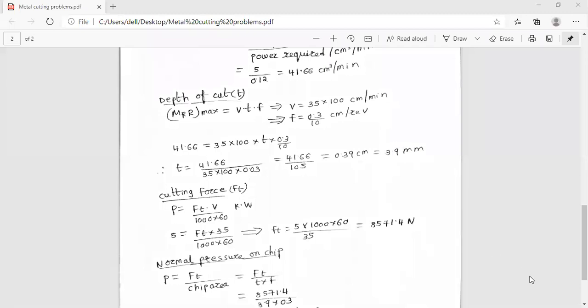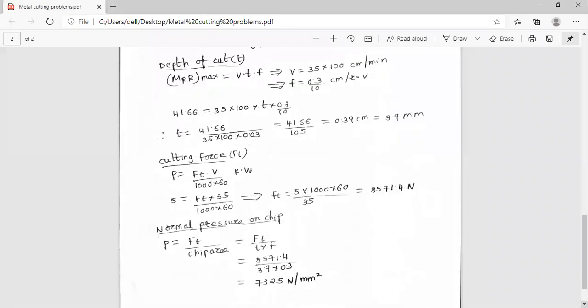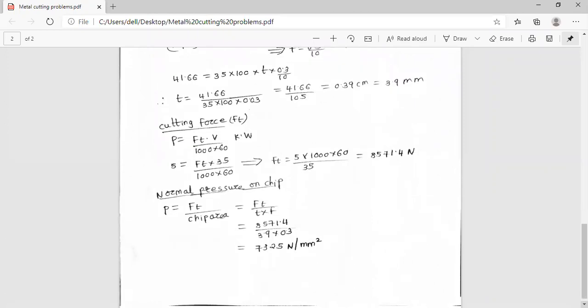So just try to see the third part, normal pressure on chip. Normal pressure on chip is P is equal to Ft, tangential force, by chip area. Chip area you can write in terms of b into t, or simply in terms of depth of cut into feed. There you have to see that the width is taken as the feed. Just try to observe different formulas as per the fundamentals of metal cutting or orthogonal cutting.